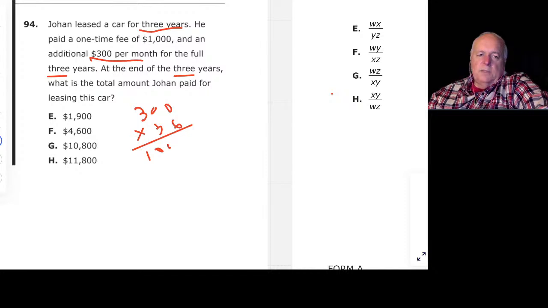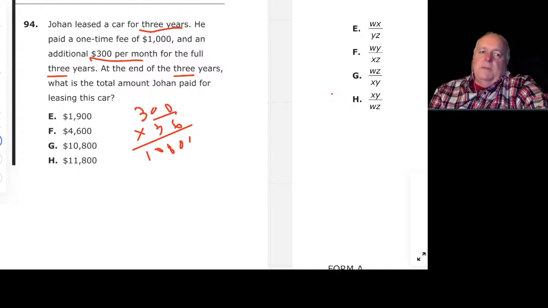And I've only done 36 times 3 right now. I need to add these two zeros back onto the end of it. So we get 10,800. Don't just stop. You haven't solved the problem, so the answer is not G. You need to take this one-time fee and add that to that, okay? So in other words, the answer is H.